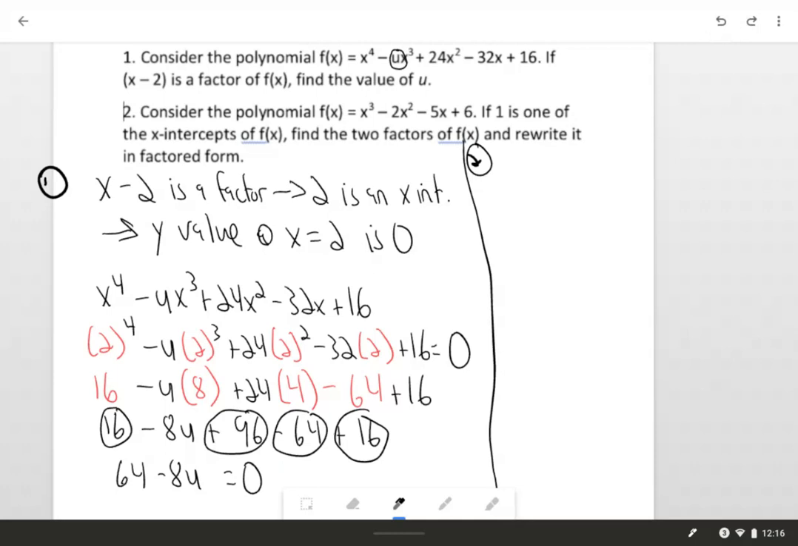All right. Now I'm going to subtract 64 from both sides, and I'm starting to run out of room here.